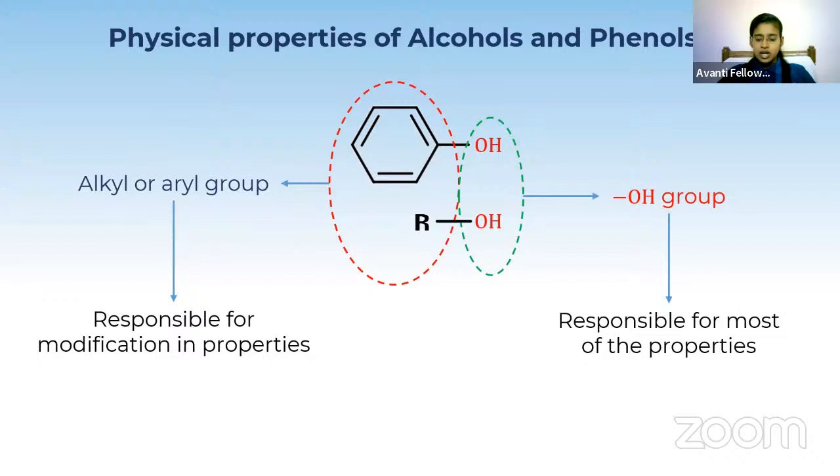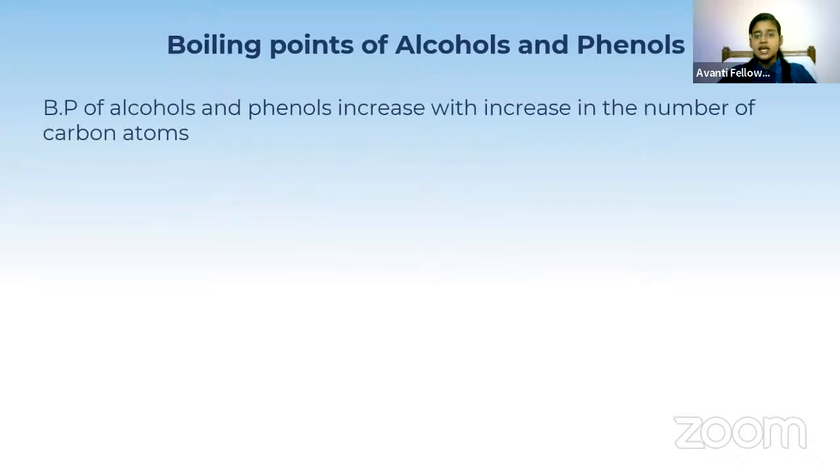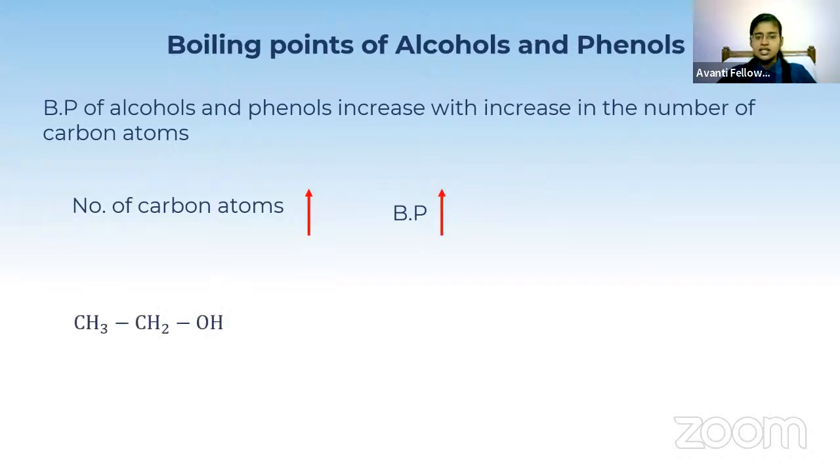Now I'll go ahead with the first physical property, which is called boiling point. The boiling point of alcohols and phenols increases with an increase in the number of carbon atoms. That is, if the number of carbon atoms increases, the boiling point also will increase. For example, let me take a 2 carbon containing alcohol, ethanol, CH3CH2OH. And next I am going to take a 4 carbon containing alcohol, which is called butanol.